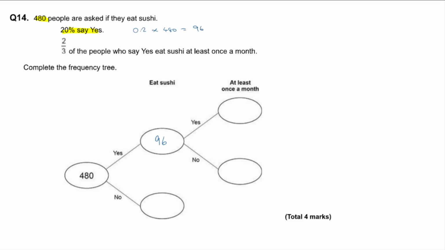So 480 minus answer, I'm going to type into my calculator, that tells me 384 people foolishly do not eat sushi, which is delicious. Okay, and then 2/3 of the people who say yes eat sushi at least once a month. Okay, so I need to find 2/3 of my people who say yes. So what is 2/3 of 96? Okay, and I can just type that into the calculator as it is. I'm going to use the fraction key.